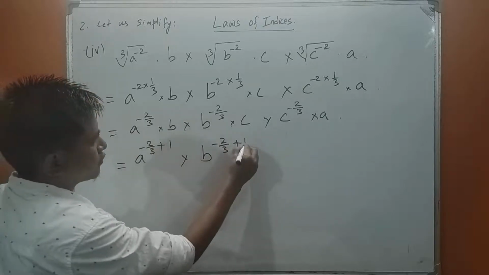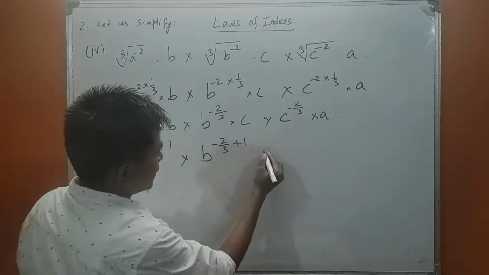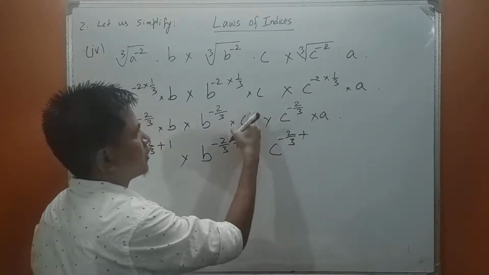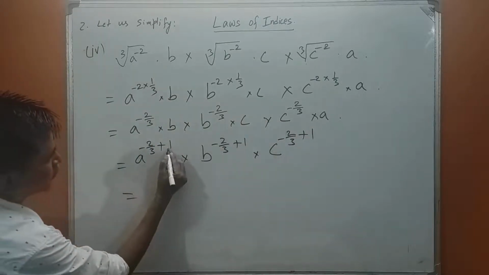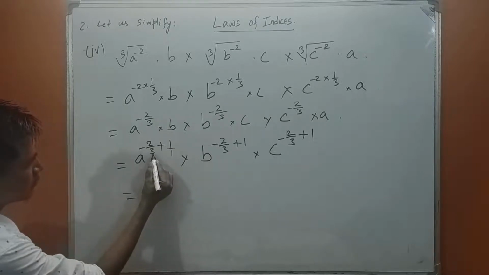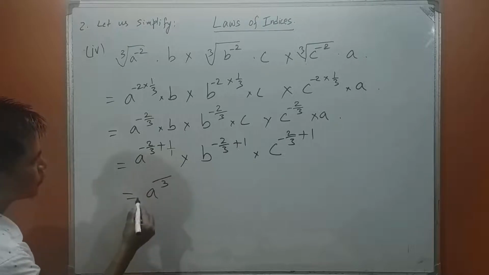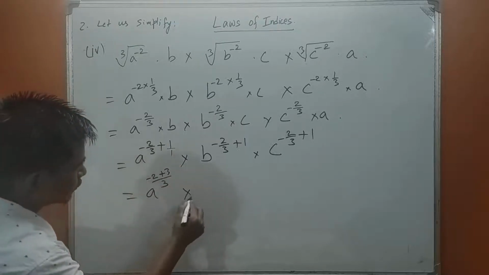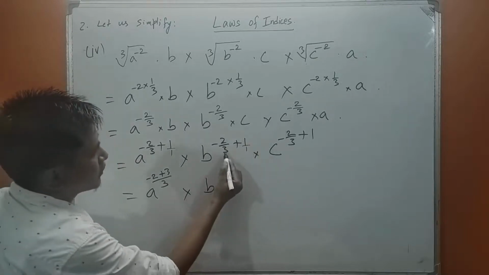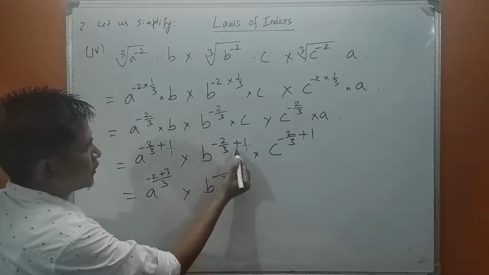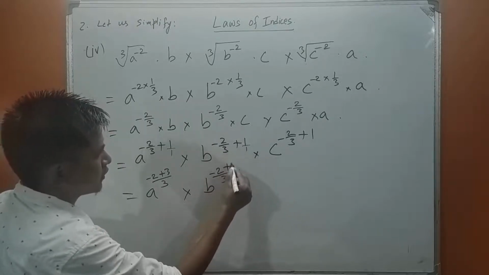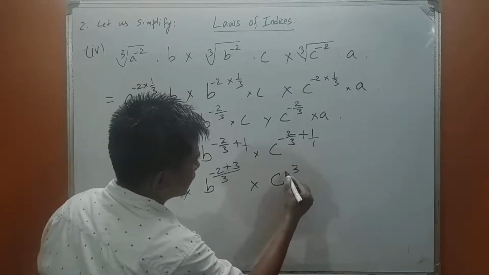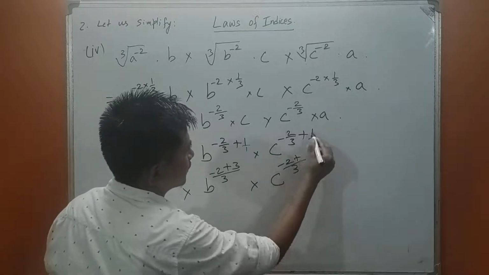So 1, this b and b finish. Now into c to the power minus 2 upon 3 plus, here the power of c is 1, isn't it? So 1. Now there is 1 in the denominator, a to the power, the LCM of 3 and 1 is 3, isn't it? So 1 into minus 2 is minus 2 plus 3 ones are 3, into b to the power, here also we have 1, the LCM of 3 and 1 is 3, so 1 into minus 2 is minus 2 plus 3 ones are 3, into c to the power, here also the LCM of 3 and 1 is 3, so minus 2 plus 3 ones are 3.